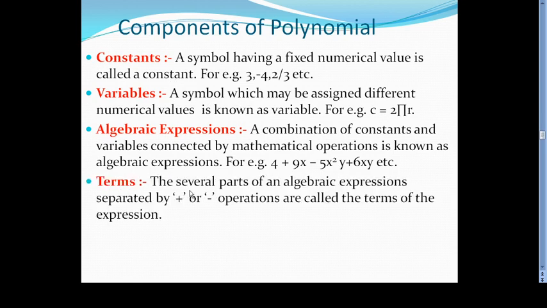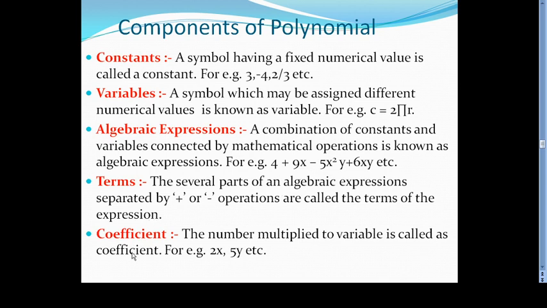Now comes terms. The several parts of an algebraic expression separated by plus or minus operations are called the terms of the expression. See, this is the algebraic expression, and these are the different parts. These are the several parts, and they are separated by a mathematical operation, either a plus sign or a minus sign. So 4, 9x, 5x square y and 6xy, what are these called? These are called terms.